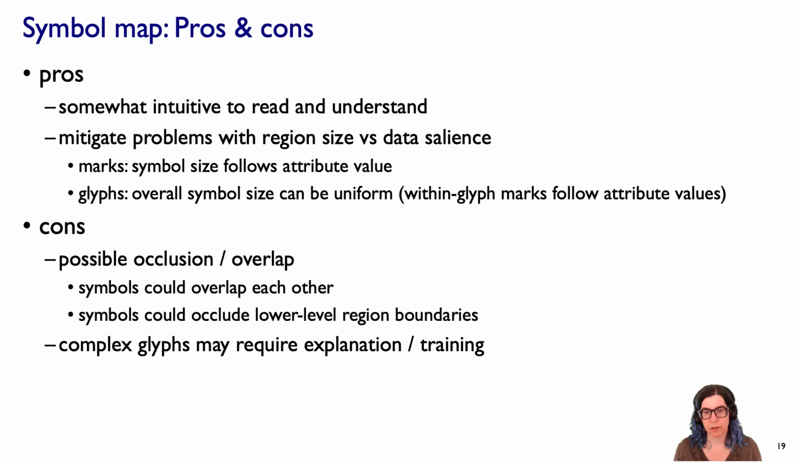Okay, so what's the downside? Well, the obvious one is things can overlap each other, right? The symbols could overlap each other, making it harder to see. They could overlap the boundaries of those low-level regions. So both of these can give rise to issues of interpretation simply because of visual clutter. If you have complex glyphs, you might need either just a simple legend or some kind of explanation or training to get people to interpret those.